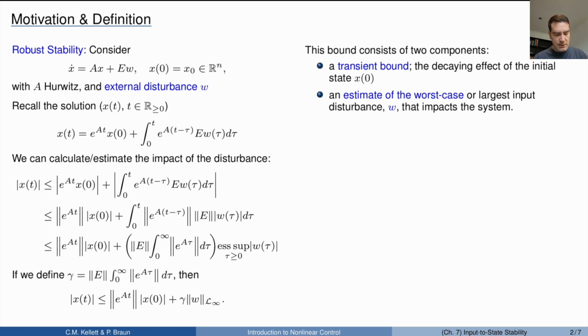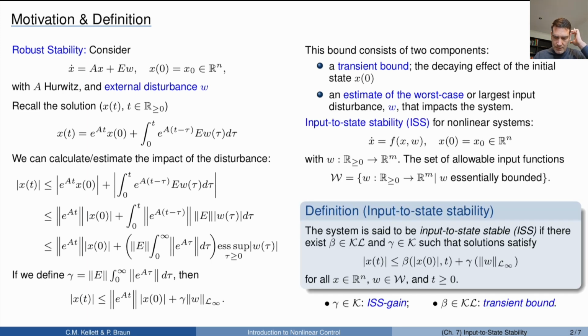If we look at this expression, then we see that we have two separate terms. First, we have a transient bound through the initial condition, and this term is going to 0 as t is going to infinity. And then we have a constant multiplied with our disturbance signal, and we can do the worst case, so the largest disturbance signal, to then obtain an estimate of x.